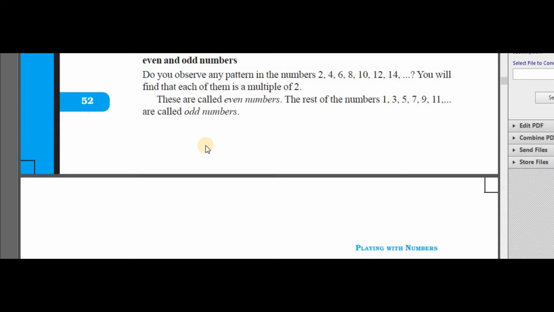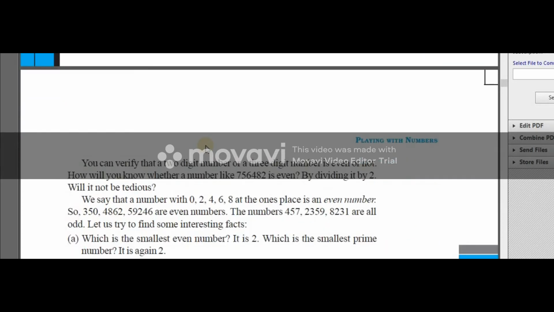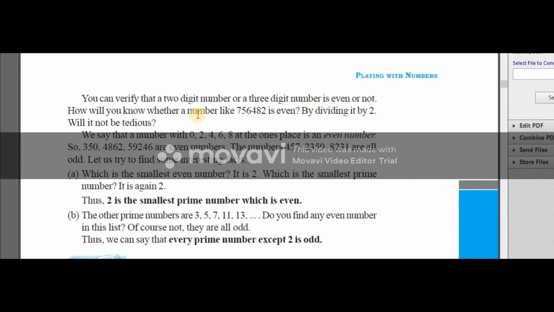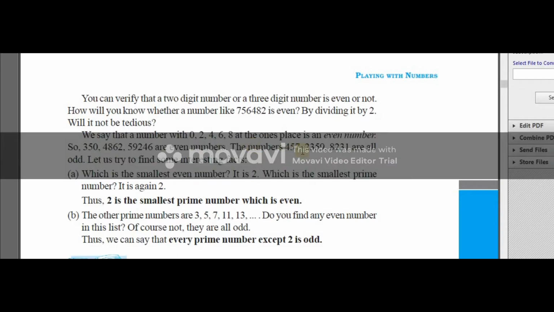In other words, we can say that a number which is exactly divisible by 2 is called an even number, and a number that leaves a remainder is called an odd number. In that case also we can go for that. You can verify whether a 2-digit number or a 3-digit number is even or not. How can you verify? Just simple. If the ones place is either 0, 2, 4, 6, 8, then we can say it is an even number. And if the ones place is other than 0, 2, 4, 6, 8, nothing but 1, 3, 5, 7, 9, then we can say it is an odd number. That's what he's saying here.